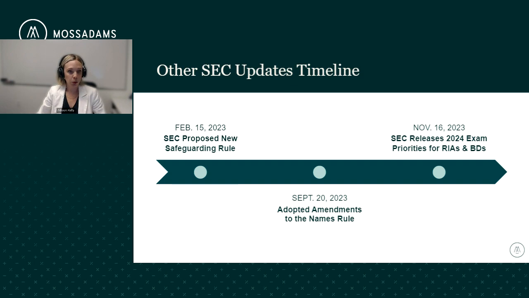Outside of those rules, there are a few additional rules that we'll go through today. In February of last year, the SEC proposed a new rule to address how RIAs are safeguarding client assets. In September of last year as well, they also adopted amendments to the names rule. And in November, they released their priorities for registered investment advisors and broker-dealers. Now we can talk about each of these in a little more detail.